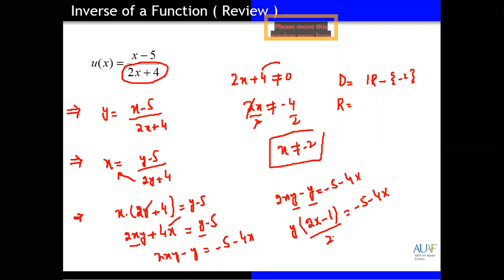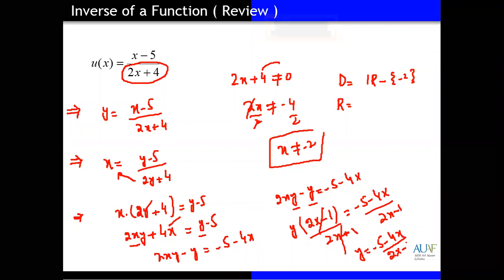Now dividing both sides by 2x minus 1. Is this one minus or plus? Yes, minus. So 2x minus 1 divided by 2x minus 1 cancels. y is equal to minus 5 minus 4x divided by 2x minus 1, and this is actually the inverse function, f inverse of x equals minus 5 minus 4x divided by 2x minus 1. Now, if you find the domain of this inverse function, this will be the range of our original function.